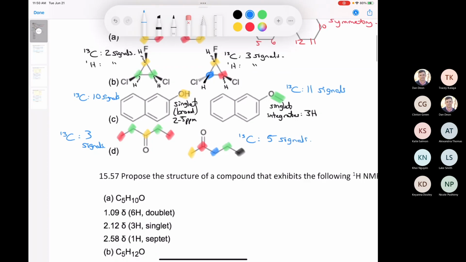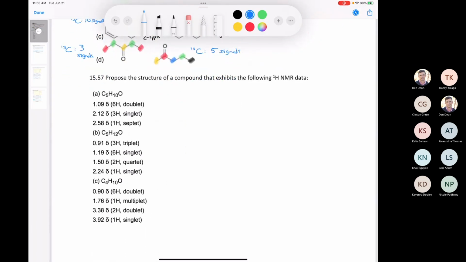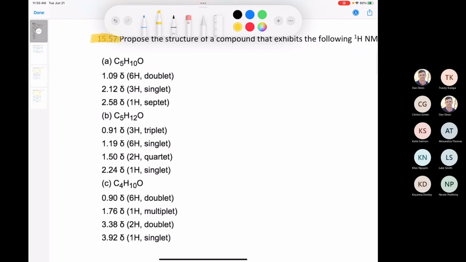So what I'd like to do now is to take a 15-minute break. I would like everybody to try question 15.57, which deals with NMR. It's where they give you some multiplicities and chemical shifts. So this is 1.09 parts per million, 2.12 parts per million, 2.58 parts per million. Then it tells you the integration and the multiplicity. So you have to apply chemical shift, integration, and the n+1 rule, and see if you can propose a structure for this compound, and this one here.